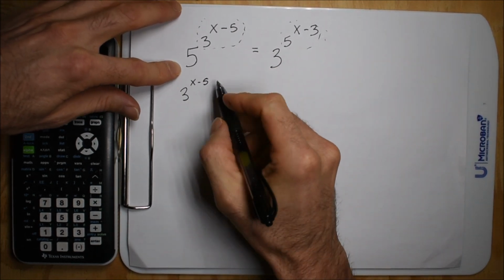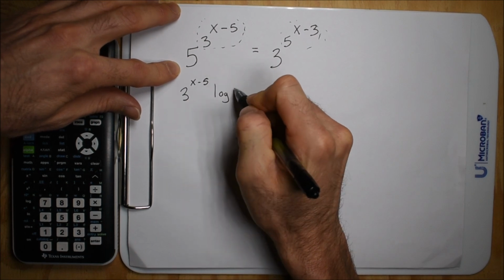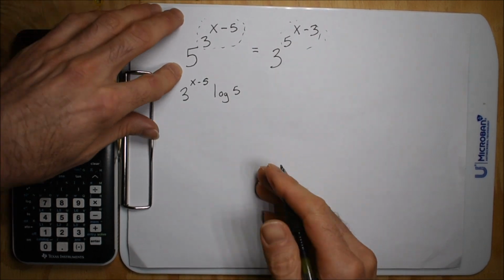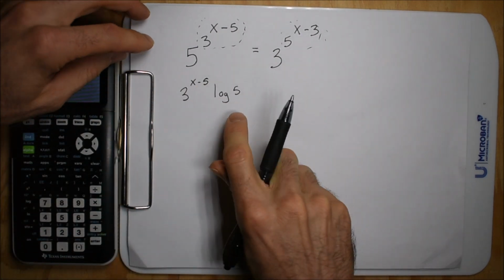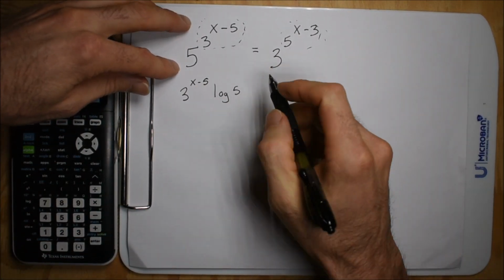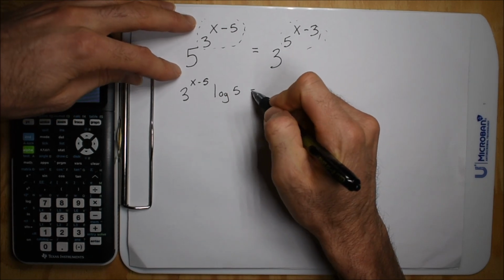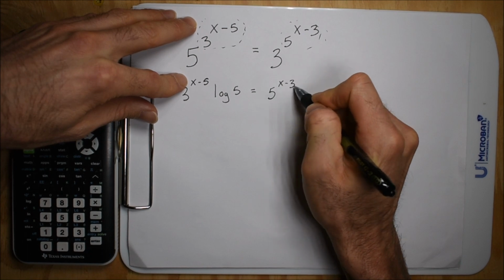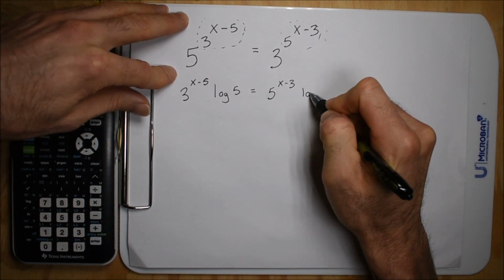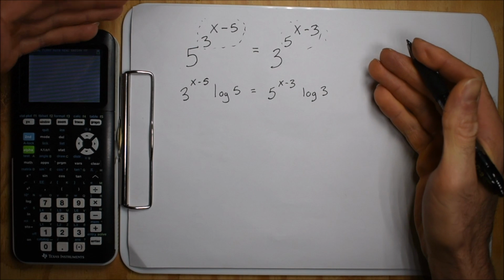Okay, now it's later, and we want to take the log of 5. I want to do log base 10, but even this could indicate natural log. It doesn't matter. You just have to indicate what you want it to be. And then over here, we're going to take this whole thing down, 5 to the x minus 3, log base 3. Okay, perfect.